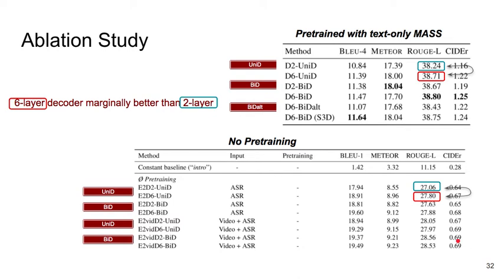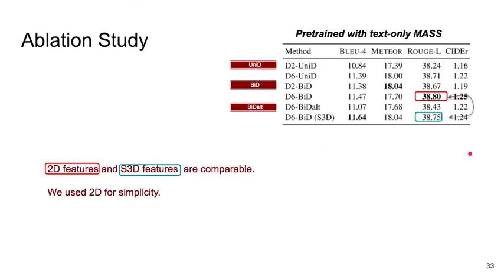We have also conducted an ablation study to better understand different effects. So the first thing is that we have compared 6-layer decoders versus 2-layer decoders. And you can see that using the 6-layer decoder is marginally better, but there's not much difference. And this is both with or without pre-training.